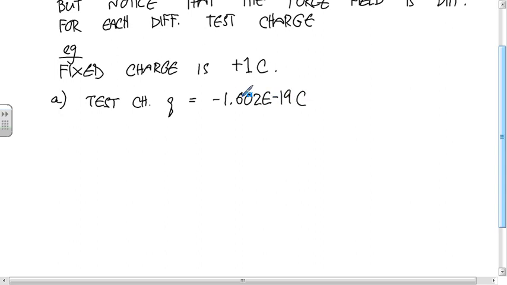So what does this represent? What made me come up with that? Seems like a pretty arbitrary number. That's the charge of one electron, yeah. So say that we have a fixed charge of plus 1 coulomb and our test charge is an electron. What does that force field look like? Well, here's the fixed charge.